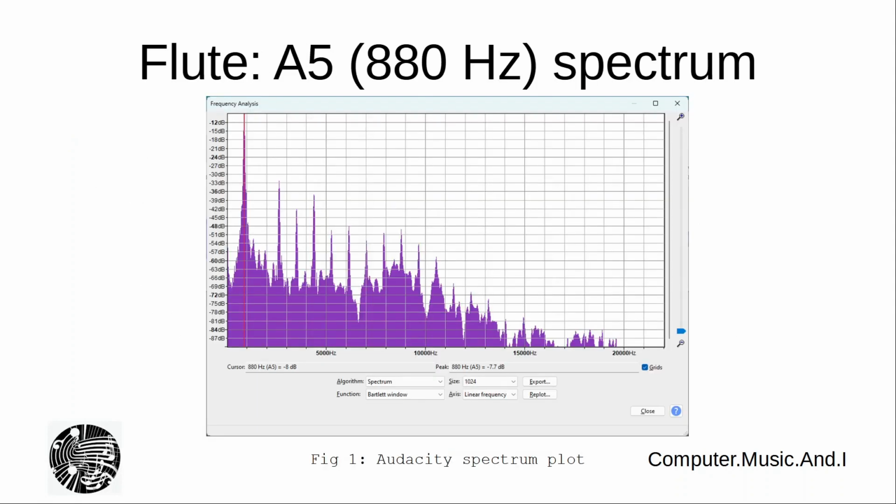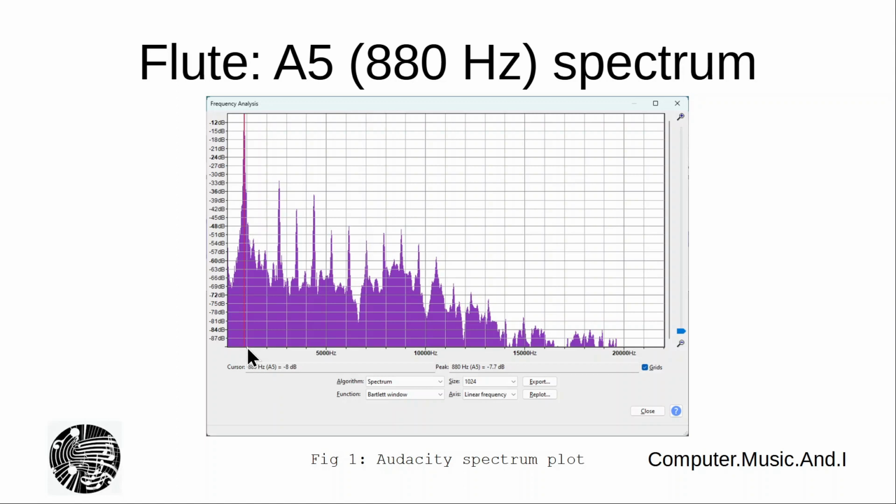Now the spectrum is a frequency analysis, and it simply says which frequencies are part of the signal. I'm sorry, I've got a cough here, but I can't help it. So as you can see, we have a set of frequencies and a set of spikes, and these spikes basically represent the partials, the overtones.